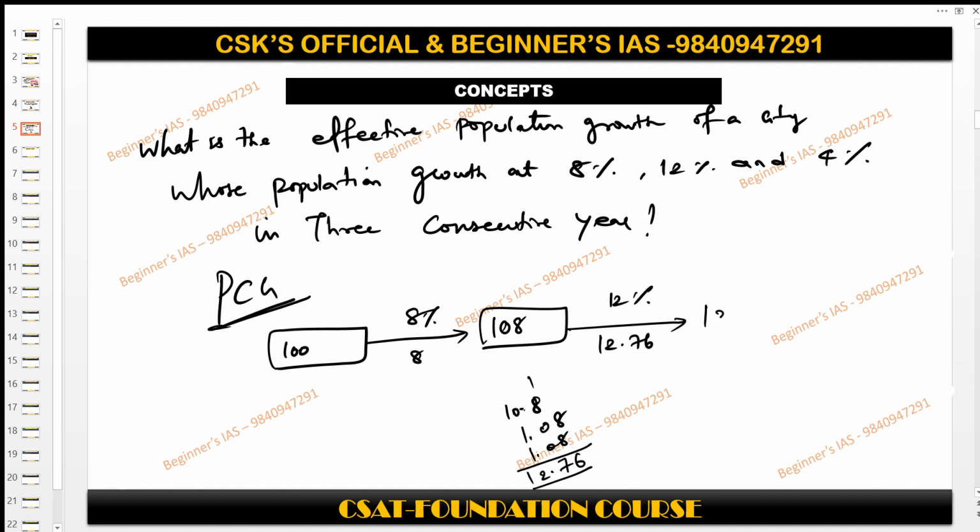So therefore 120.96. Then 4 percentage. What is the 4 percentage of this one? What is the 1 percentage of this one? So I calculate this one. So you can calculate 4 percentage of this one. What is the 4%?